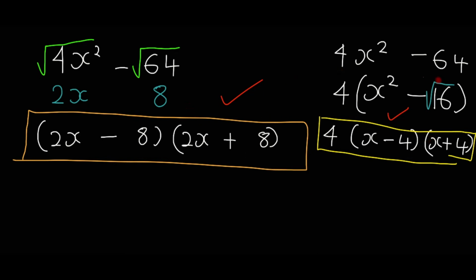For as long as you can have a common factor for your first two terms, so you can take out the highest common factor, and then you can use difference of two squares.